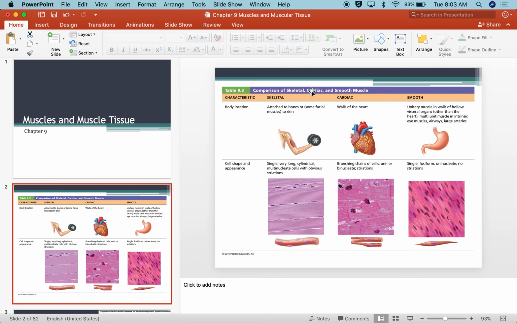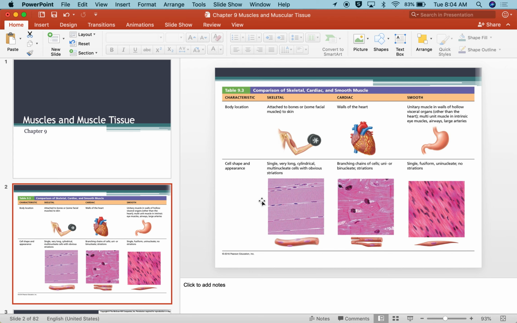So with the skeletal muscle, this is what's attached to bone. This is what we talk about being the muscle that you can voluntarily move. Whereas cardiac and smooth muscle are involuntary muscles. Your autonomic nervous system controls those things.